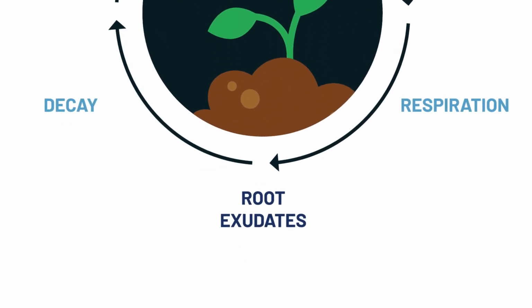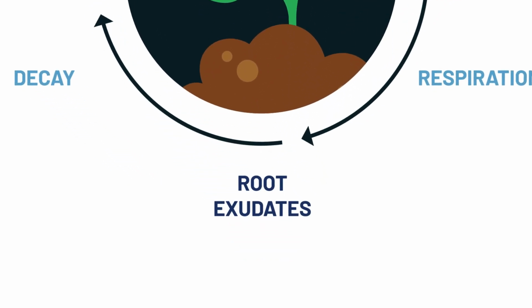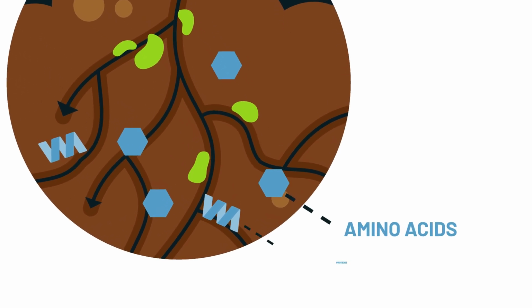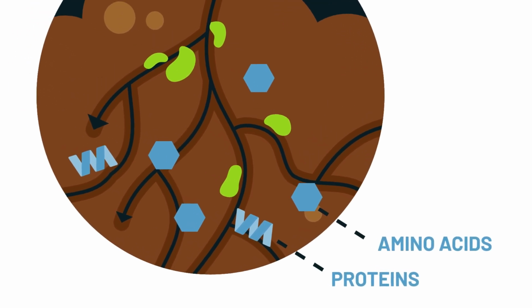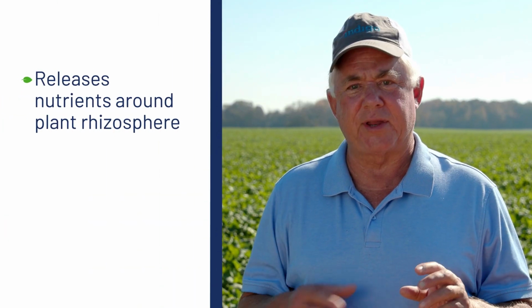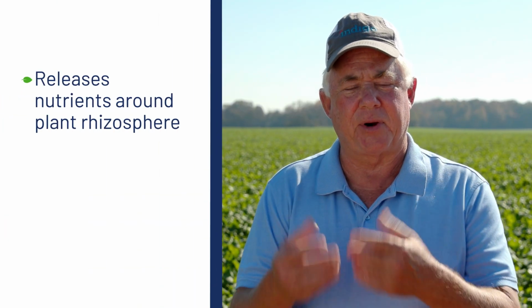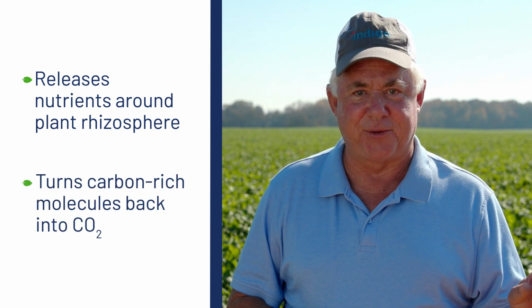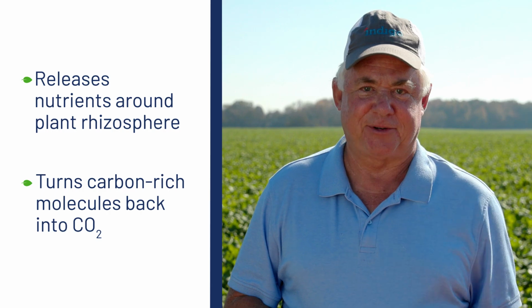Another way that carbon moves through plants and out of plants would be root exudates. There are little pressures that occur with water in the root that push out these sort of slimy molecules, amino acids, proteins, and so forth. And right around the root surface, bacteria line up, and they're able to digest these simple carbohydrates. What that does is two things. It's going to release nutrients right around that plant rhizosphere to be taken back up by the plant, and it's also going to turn that carbon-rich molecule back into CO2, which then goes back into the atmosphere.